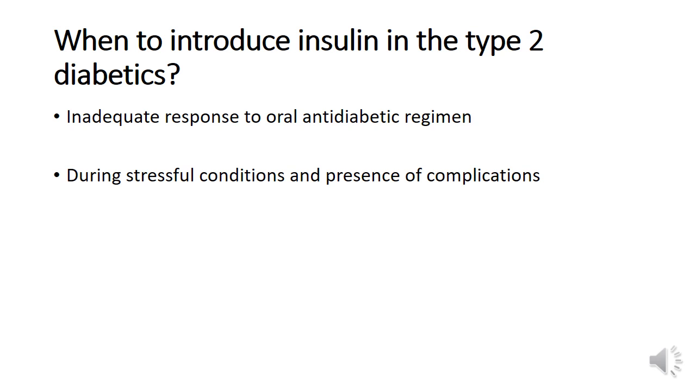And presence of complications is also an indication to introduce insulin. Complications could be the microvascular and macrovascular complications of diabetes, and also the acute complications of diabetes, which may be non-ketotic hyperosmolar coma, ketoacidosis, or even a history of such emergencies in the past. So these are the conditions, situations where it is mandatory to introduce insulin in the treatment of type 2 diabetics.